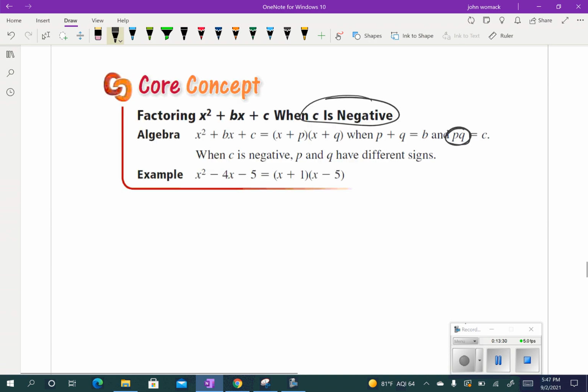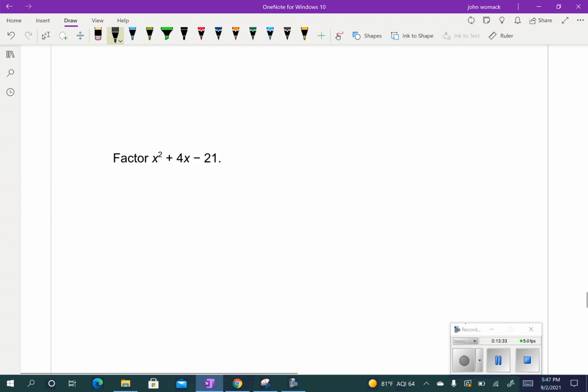All right, so let's just try one more example. I want you guys to try this one right here. I want you to factor x squared plus 4x minus 21. So pause the video, give that a try, see if you can figure it out, and then you can unpause it and we'll go through it together.